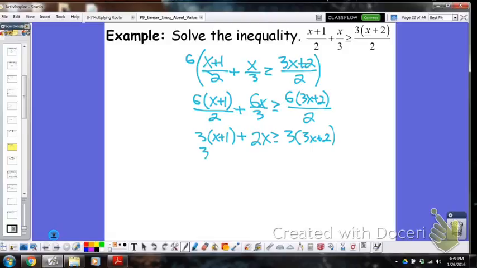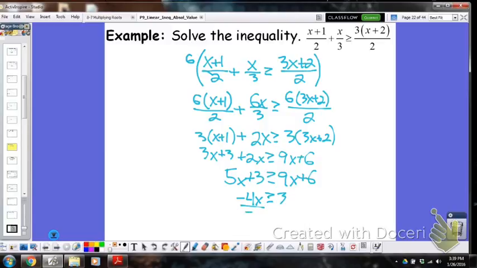Got to do some distributive property. So 3x plus 3 plus 2x is greater than or equal to 9x plus 6. Get my variables on one side. After I do a little simplification, I'll get 5x plus 3 is greater than 9x plus 6. I'll put my variables on the left side, so that means I'll have negative 4x is greater than or equal to, I'll put all my constants on the right, so 3.